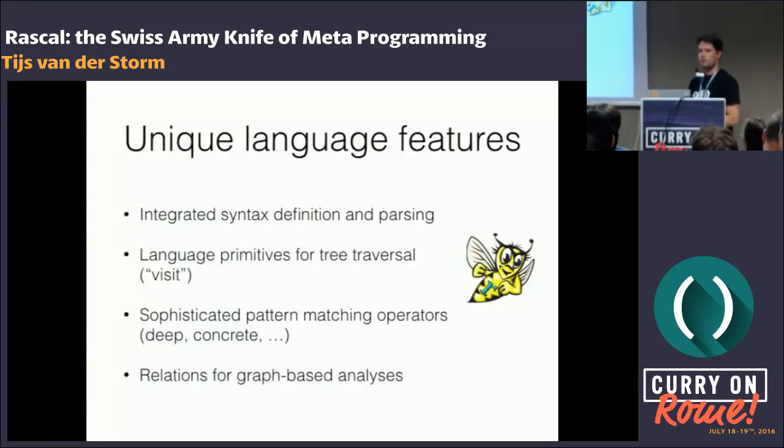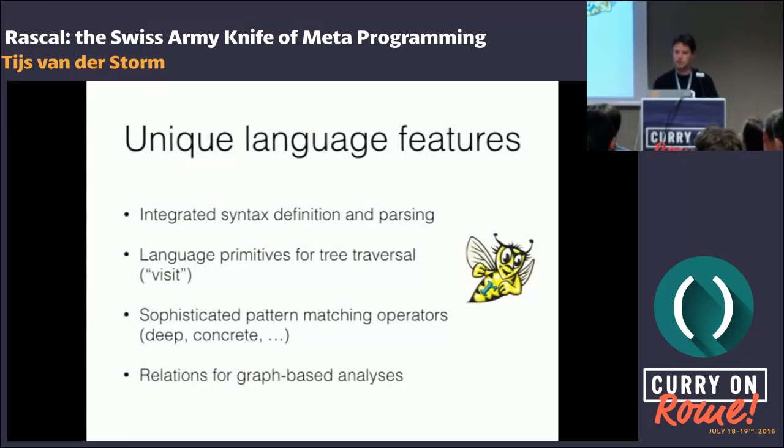More specifically, we have some, I think, unique language features. One of them is integrated syntax definition and parsing. This means that you can write context-free grammars as part of a Rascal program and get your parser for free. We have built-in primitives for tree traversal. You can imagine that in many source code transformations, you have to traverse syntax tree structures. So we have a built-in feature for that.